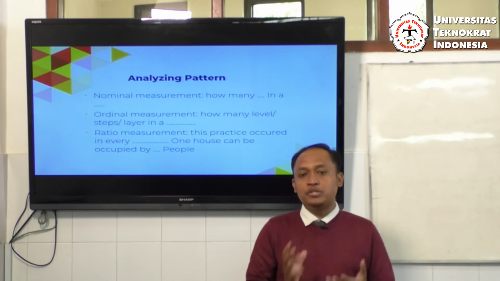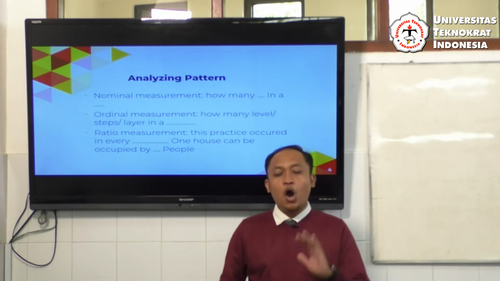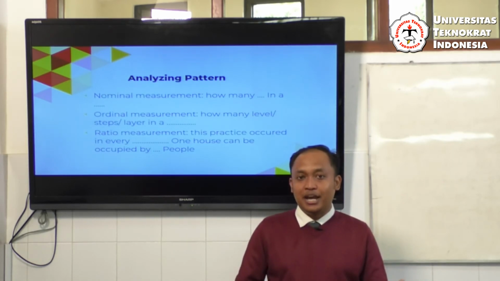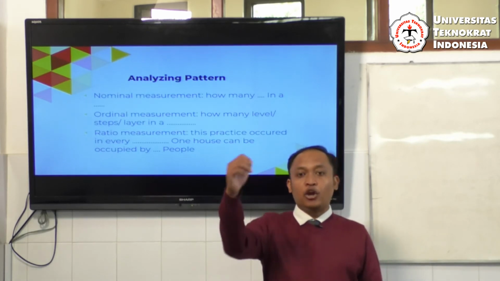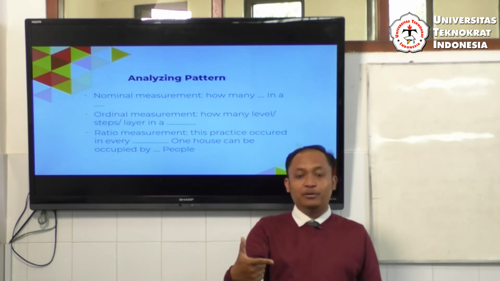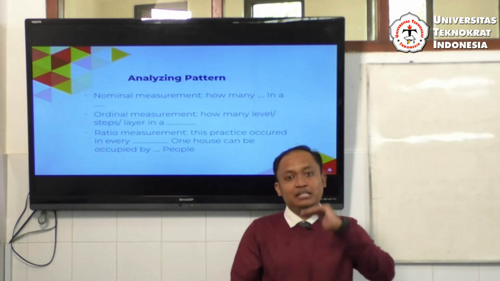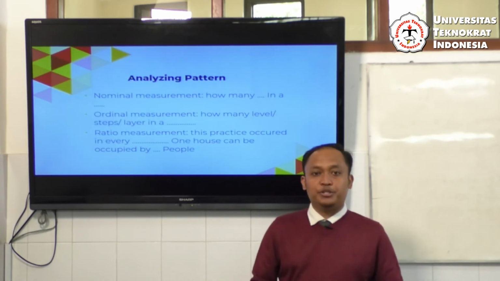For example, when we talk about language, we talk about ordinal measurement. How many levels of politeness in Javanese? And the answer is 3. That consists of, for example, kromo inggil, kromo madyo, and also ngoko. So we have 3. This is, let's say, the strata. We talk about ordinal measurements.